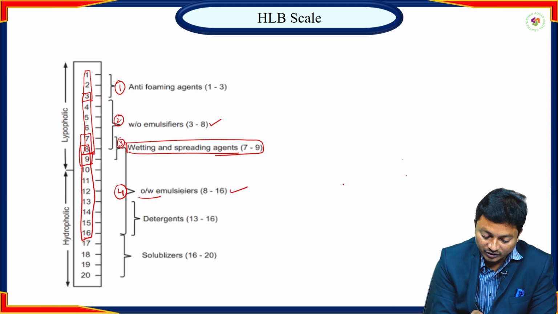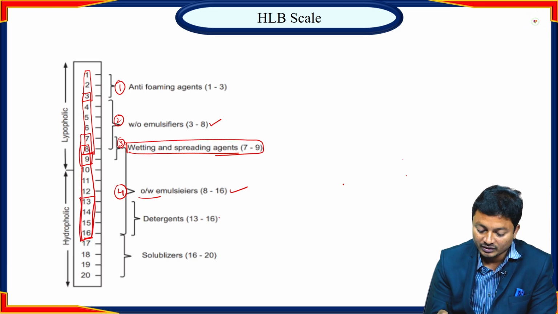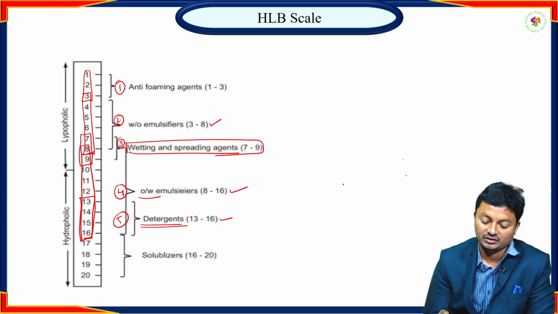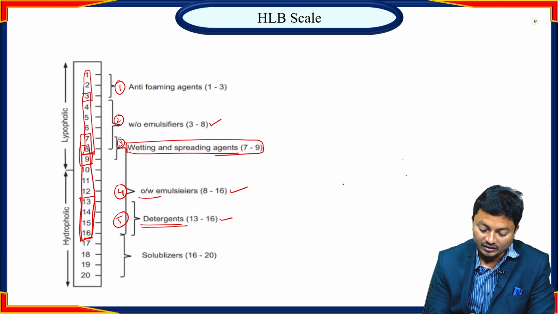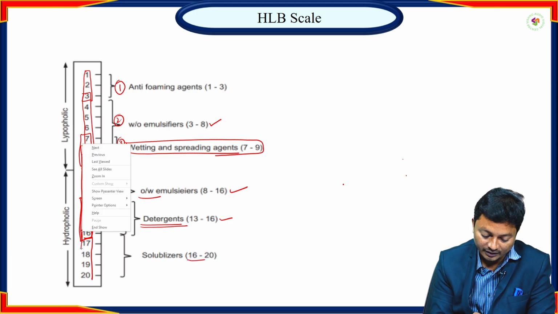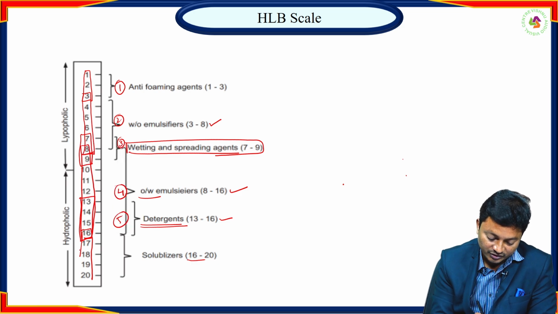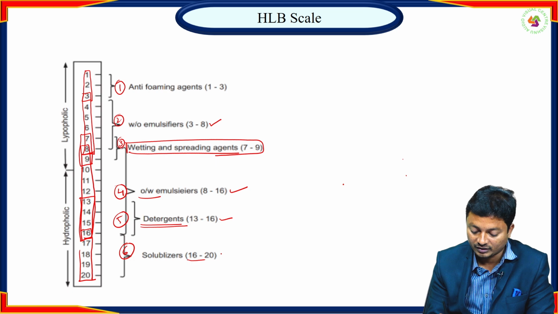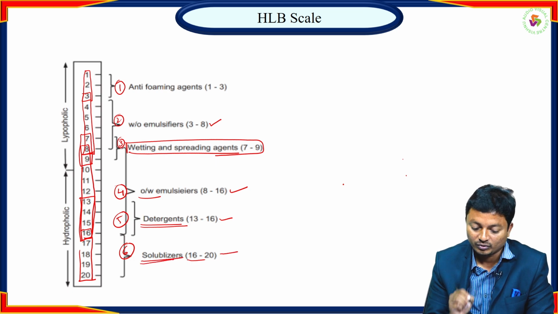And then from 13 to 16, these are considered as detergents. Next, from 16 to 20, this indicates solubilizers.